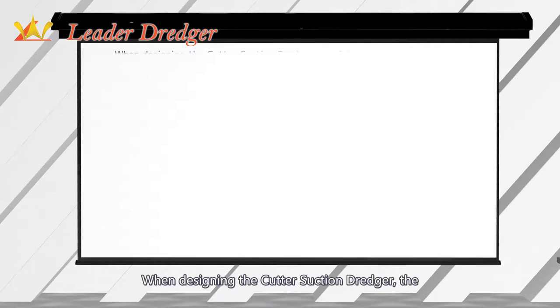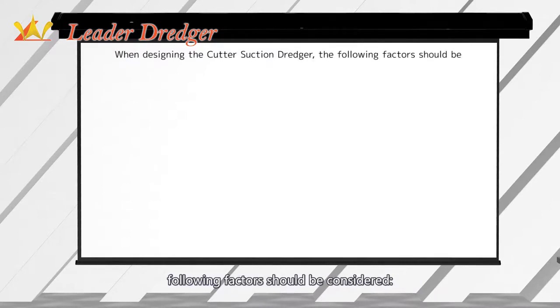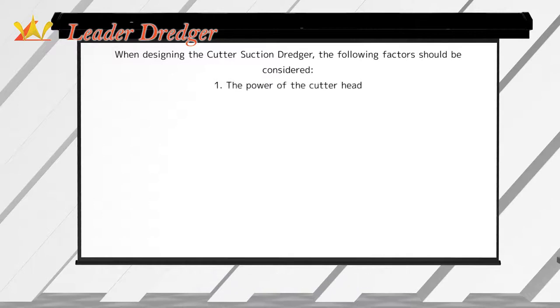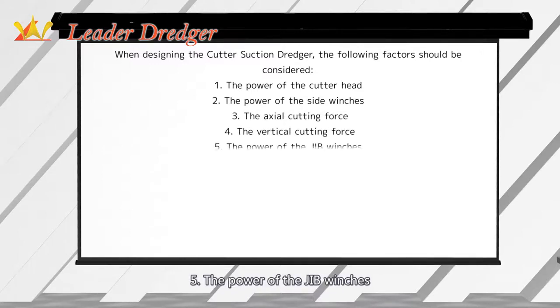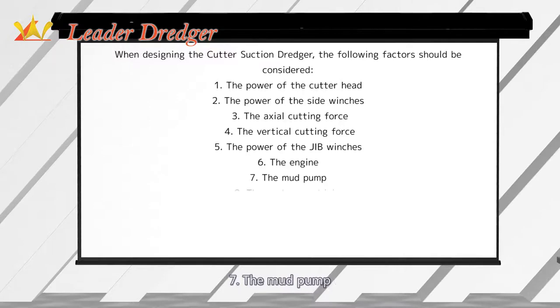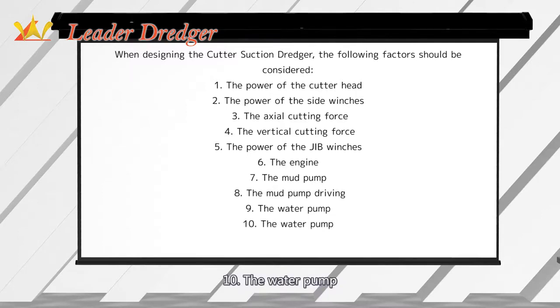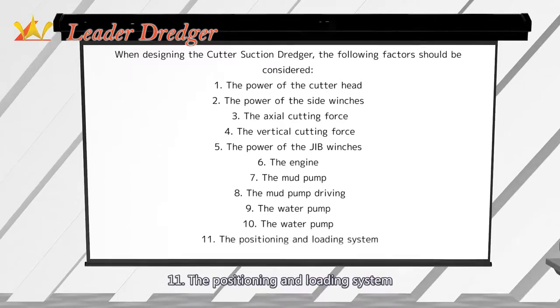When designing the cutter suction dredger, the following factors should be considered. 1. The power of the cutter head. 2. The power of the side winches. 3. The axial cutting force. 4. The vertical cutting force. 5. The power of the JIB winches. 6. The engine. 7. The mud pump. 8. The mud pump driving. 9. The water pump. 10. The positioning and loading system.